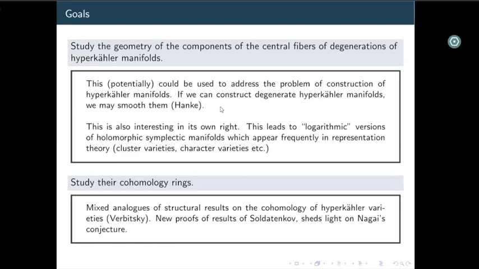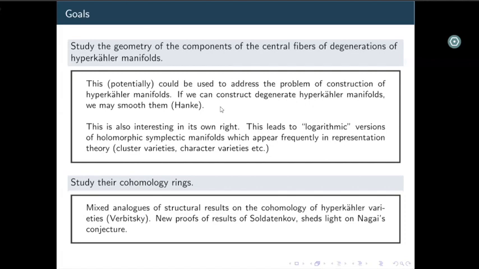So what we'll get out of this is some sort of understanding about how cohomology rings of what I'll call log symplectic pairs work. And so the study of the cohomology rings of these things can also be extended to studying the structure of cohomology rings of limit mixed Hodge structures of degenerations of hyperkaehler varieties. So this will provide a new proof of a result of Soldatenkov.